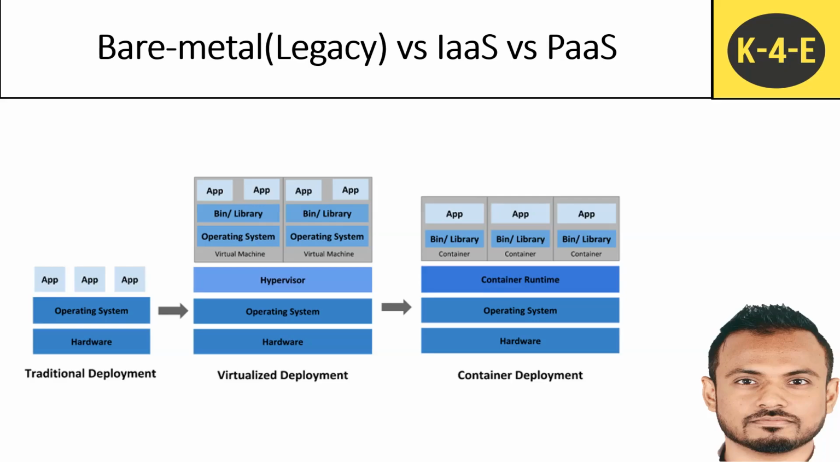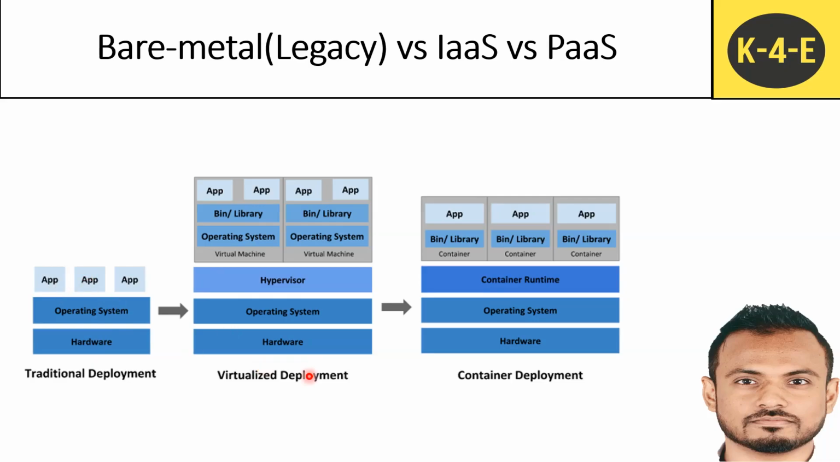What exactly were we doing till now? We used to have our own physical server, so we used to start with hardware. Here you can see, in traditional deployment, you have hardware. Then you install your operating system and then on top of it, you run your applications.